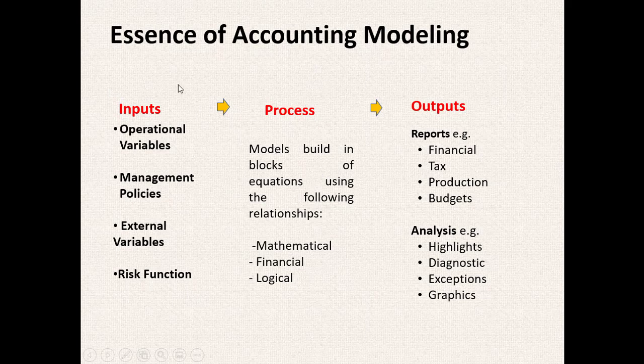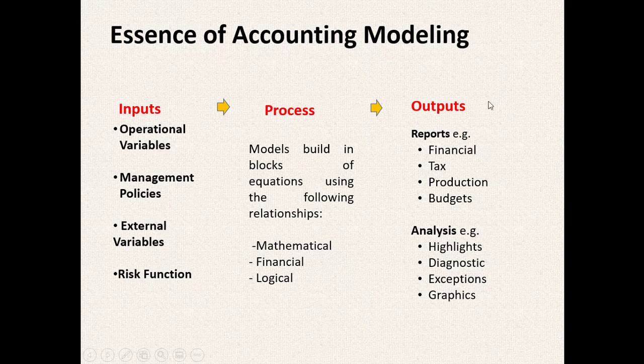So you have seen that when we change the inputs, the outputs suddenly changed. When you change the inputs, it was reflected in the output. Why is that? Because we have developed the process. We have established the different mathematical relationships, financial relationships, and logical relationships. That's why you have witnessed that when we change the inputs, different outputs were generated.